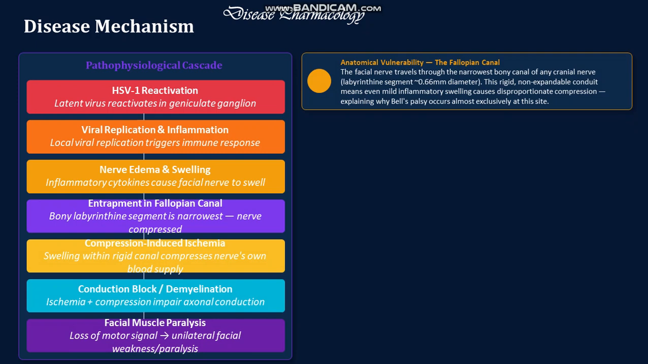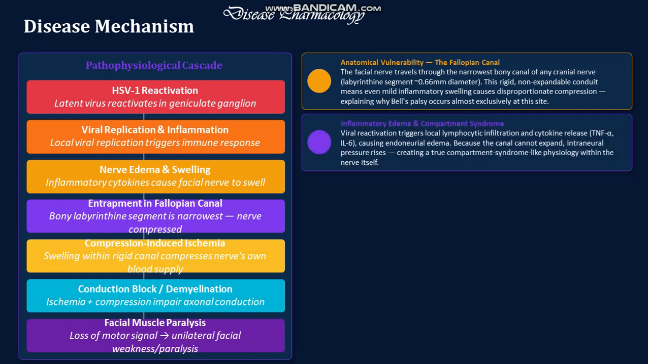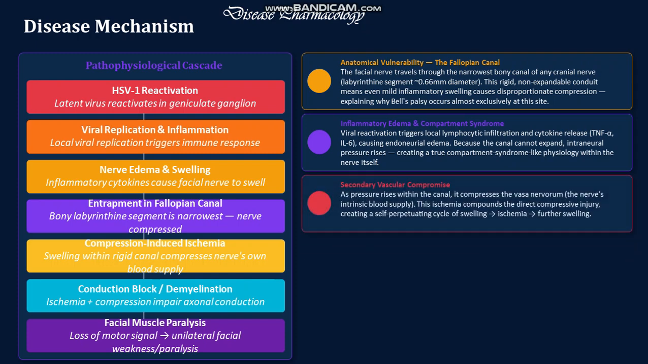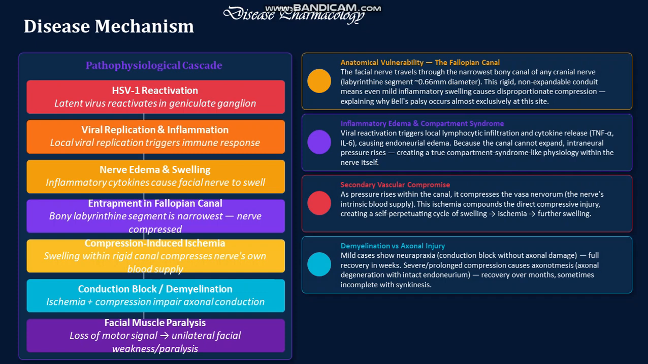Anatomical vulnerability, including the fallopian canal, inflammatory edema, and compartment syndrome, may also cause Bell's palsy, along with activation of TNF-alpha and IL-6 for the inflammation. Secondary vascular compromise, including the vasa nervorum. This ischemia compounds the chronic, compressive injury. Demyelination versus axonal injury.